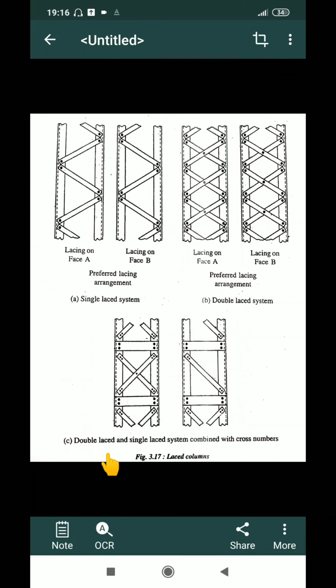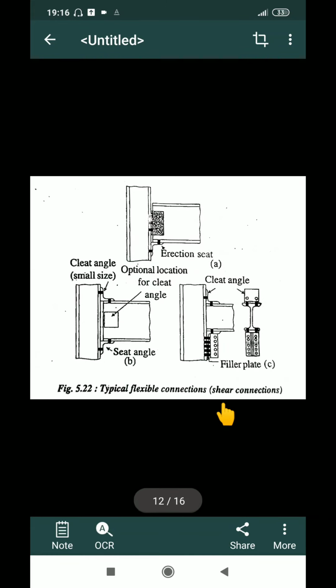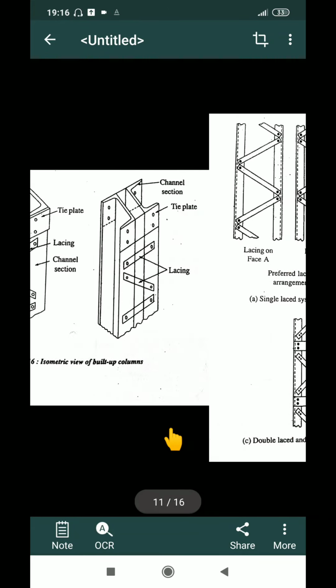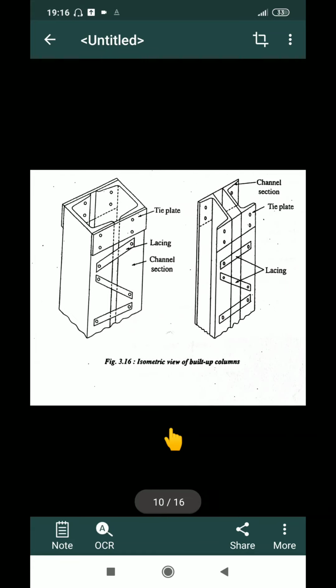And the third type is a double laced and a single laced system combined with cross members. Cross members in the sense, here you can see I have only provided the lacings. I have not provided any horizontal members, but here in these arrangements I am also providing horizontal members. These are nothing but cross members. So these are all about column sections.